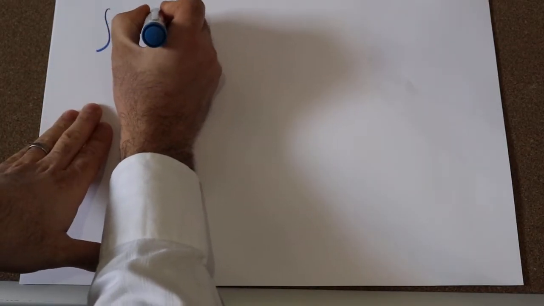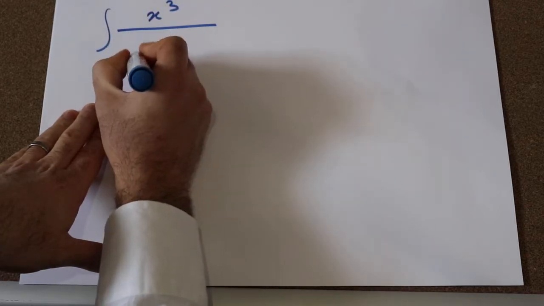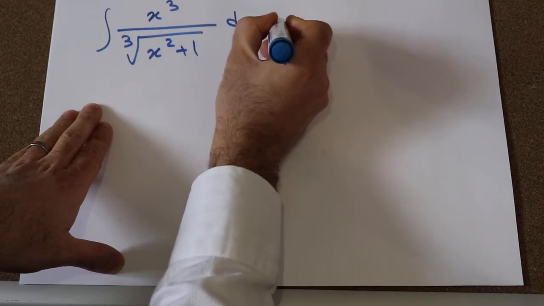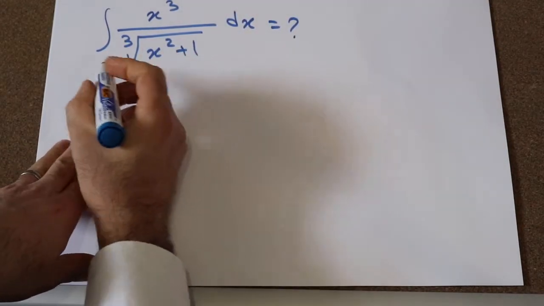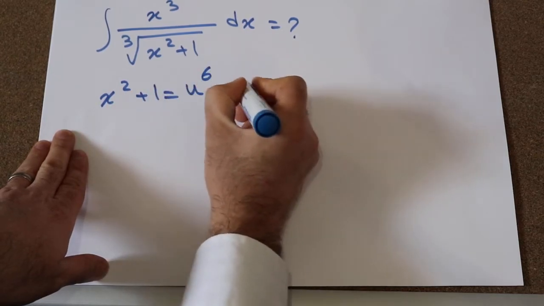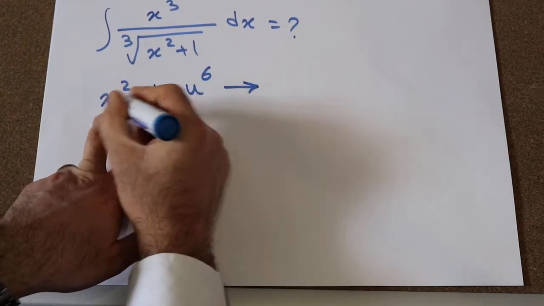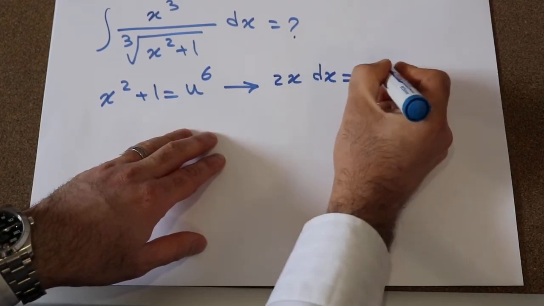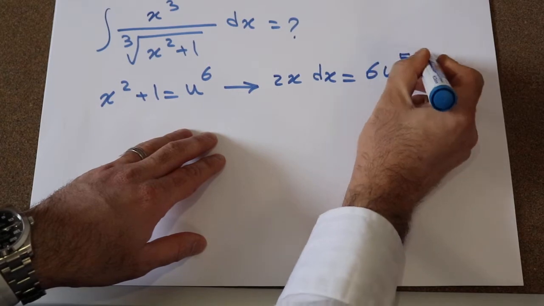Hello, today I'm going to show you how to calculate the integral of x^3 divided by the third root of x^2 + 1 dx. To solve this integral, first let's define x^2 + 1 as u to the power of 6. If you take the derivative of each side of this equation, 2x dx will be equal to 6u^5 du.